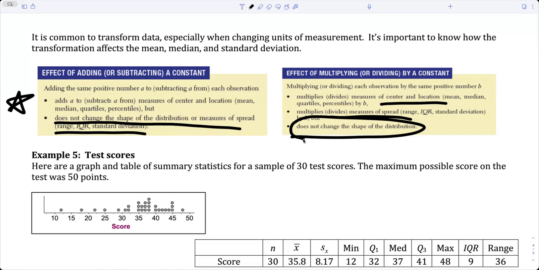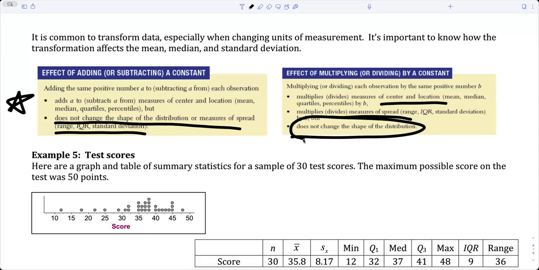So here's what happened. Look, let's say everybody's test score is between my hands here, and I add 10 points. So what does it do? Boom, it does that. But it doesn't change how far spread out the distribution is, right?